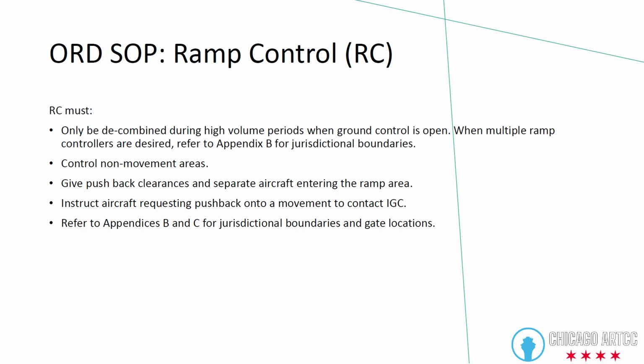Control non-movement areas. Give pushback clearances and separate aircraft entering the ramp area. Instruct aircraft requesting pushback onto a movement area to contact inbound ground control. Refer to Appendices B and C for jurisdictional boundaries and gate locations.